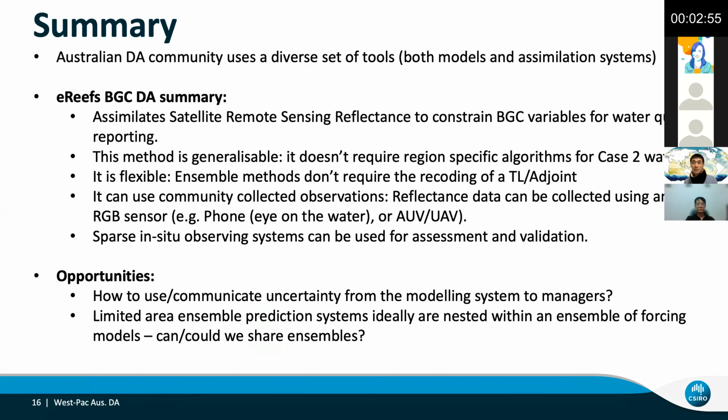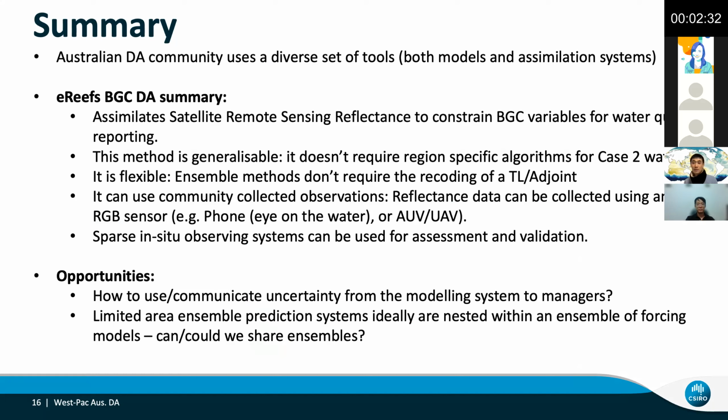So in summary, the Australian DA community uses quite a diverse set of tools, both models, from physics through to BGC, as well as assimilation systems from variational through to ensemble methods. The assimilation system summary for the GBR, we're using remote sensing reflectance. So this is quite a generalizable method, I think.